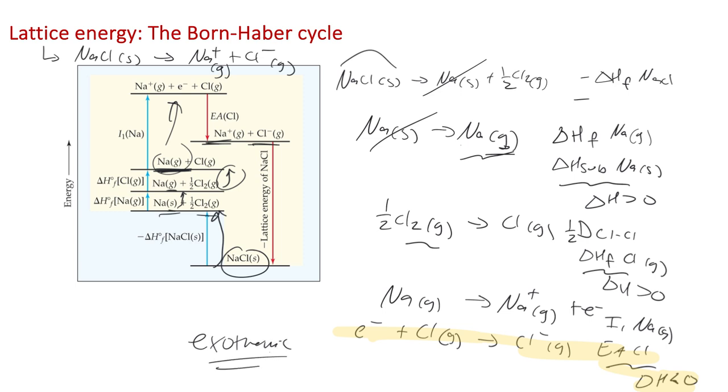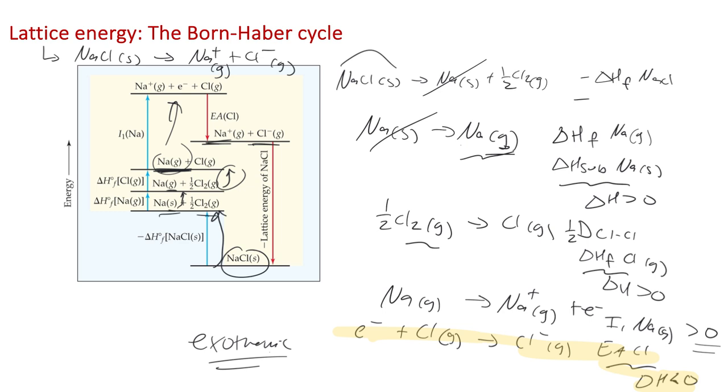And all the other steps are endothermic, requiring the absorption of energy. Obviously the I1 of sodium is greater than 0. It takes energy to ionize, to remove an electron from any element. So all ionization energies were positive. Most electron affinities were negative.